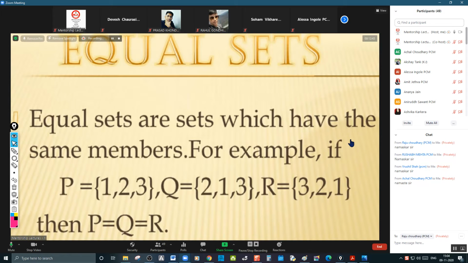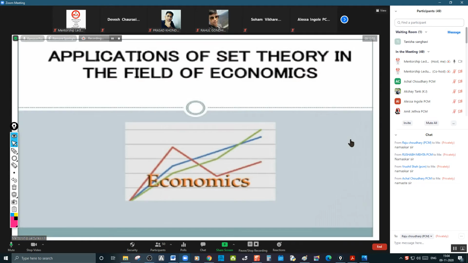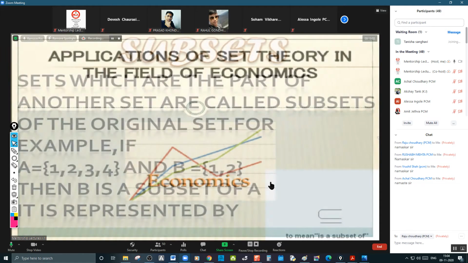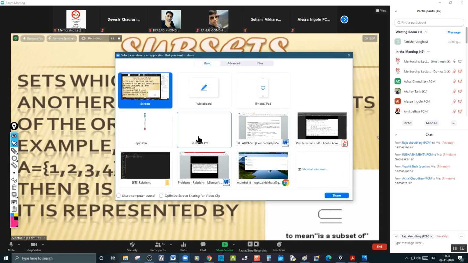Number of elements in A union B, A intersection B, only in A or only in B, that is related to N of A union B. So how do we proceed with that? Let us check it out. Let me share my screen.